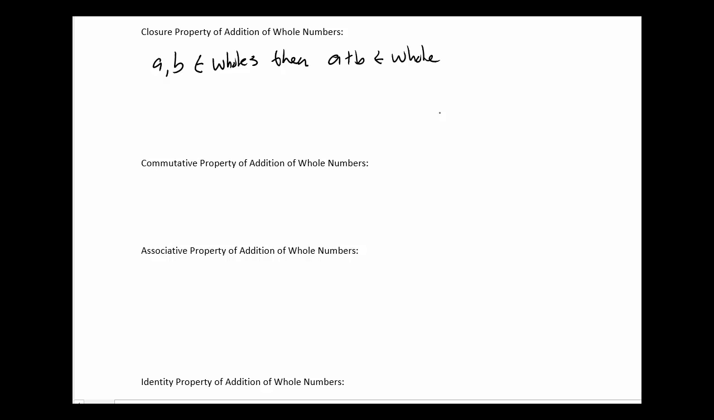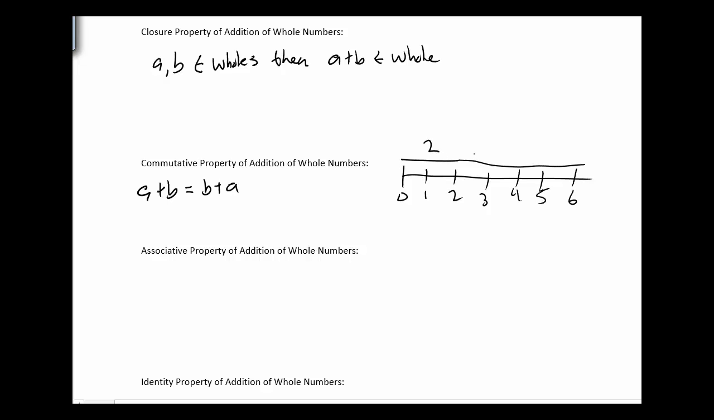Okay, the commutative property of addition of whole numbers is A plus B is the same as B plus A. Going back to that number line idea: 1, 2, 3, 4, 5, 6. If I take 2 and I add 4, or if I take 4 and I add 2, I still get 6. Any way around, you're still going to get 6.